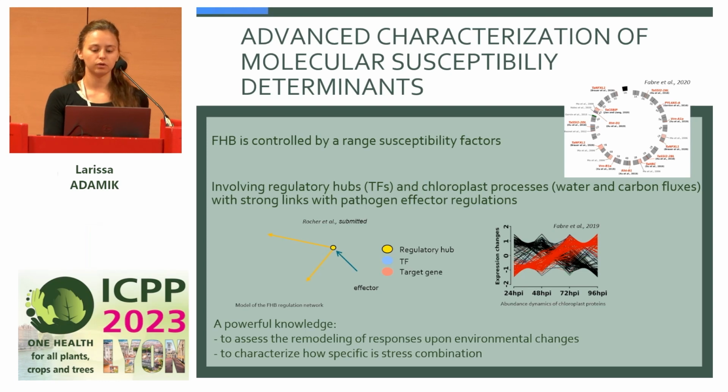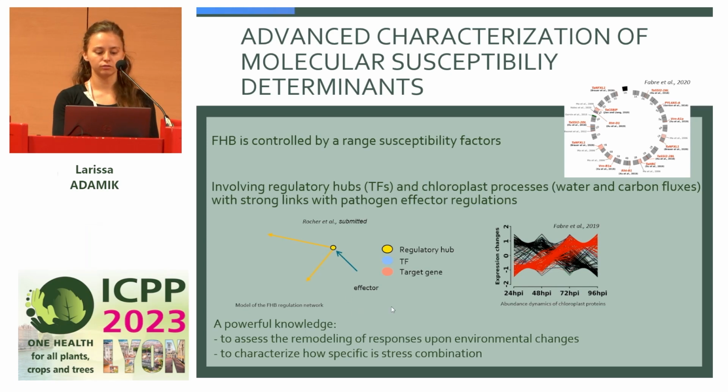component that is really important is chloroplastic processes. That means water and carbon fluxes, and they have a strong link with the pathogen effector regulations. This is illustrated here in this graph, where we have the abundance dynamics of chloroplastic proteins, and there are big changes occurring between 48 and 72 hours post-infection.